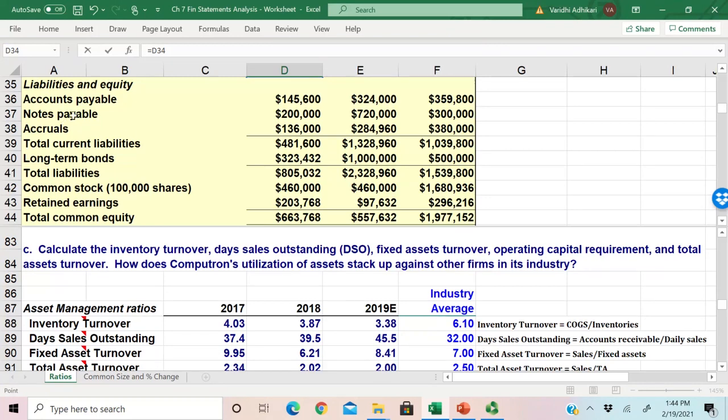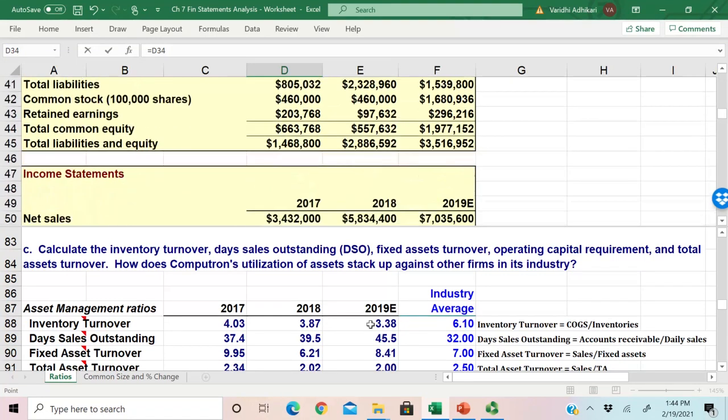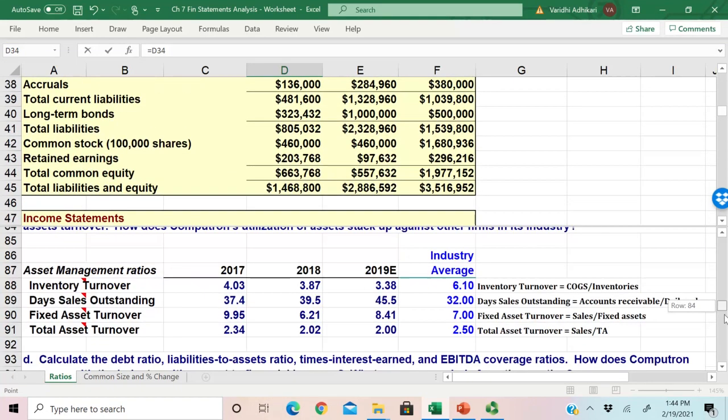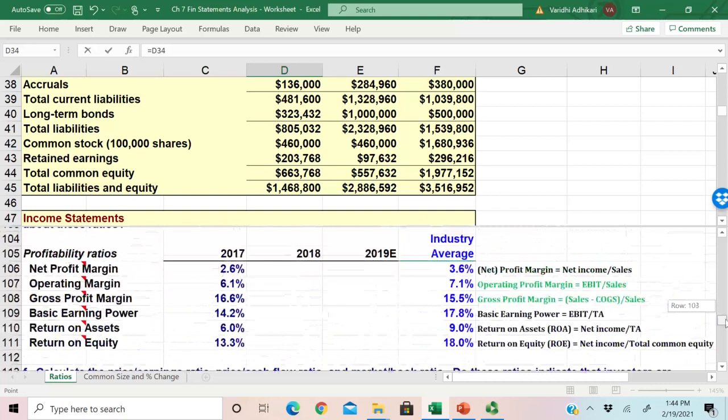plus notes payable. This is short-term borrowing, maybe from a bank. So long-term bonds and notes payable will be the items of debt, whereas total liabilities will also include other types of liabilities, for example accounts payable, accruals, and so on. Some authors treat them as the same thing. Here, this author treats them differently, but that's okay.